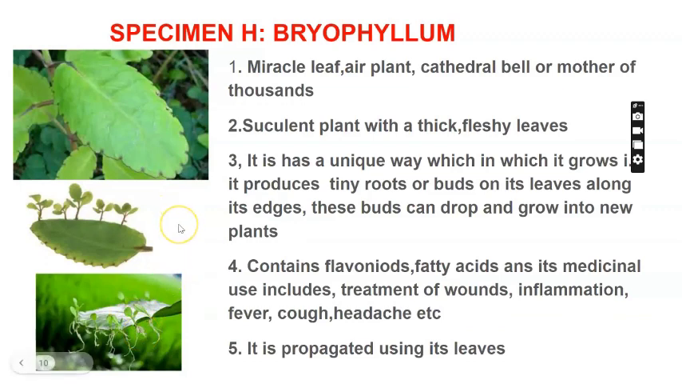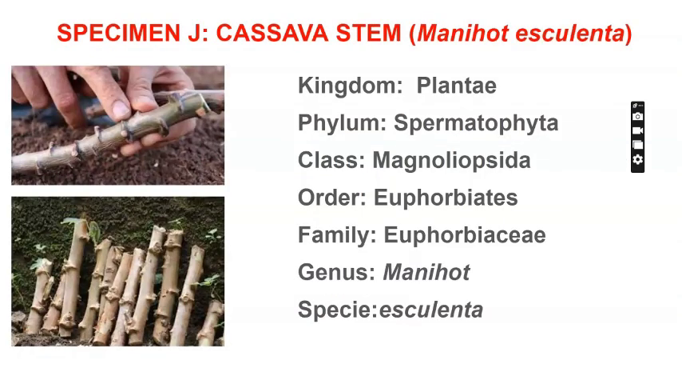Then this plant contains flavonoids, it contains fatty acid, and like I said, it has so many numerous health benefits, ranging from the treatment of wounds to treatment of inflammation, fever, cough, headache. And lastly, it is propagated using its leaves. We get the leaves, put them into the ground, and then they germinate. So that is it about the miracle leaf or the bryophyllum.